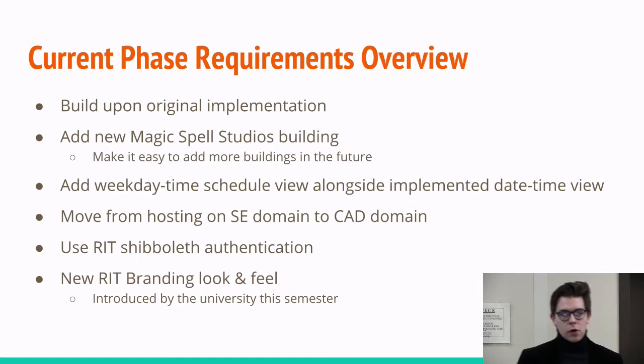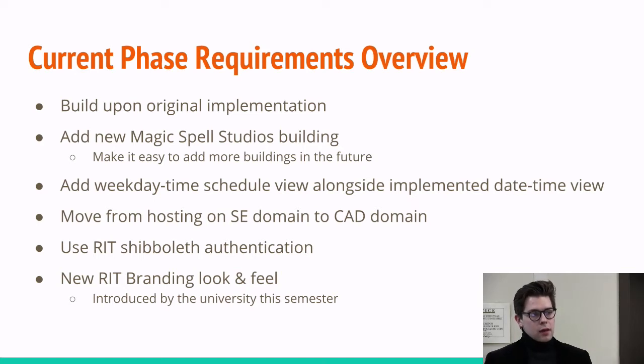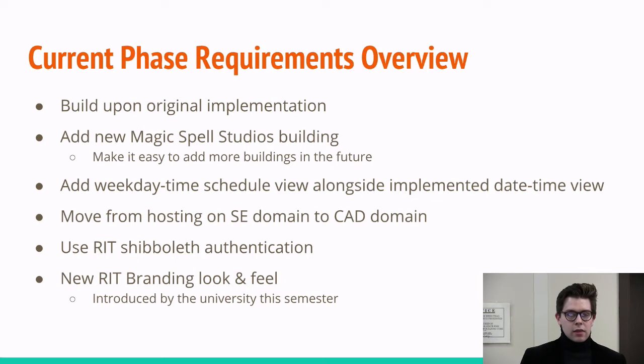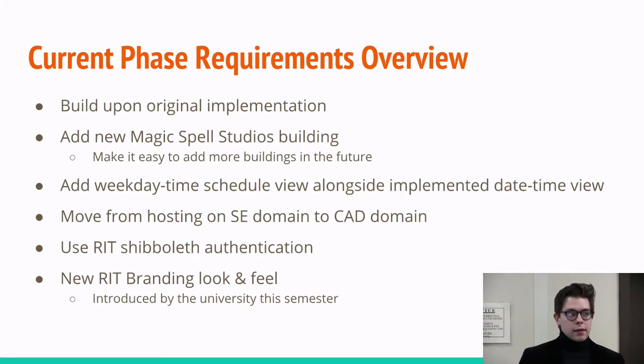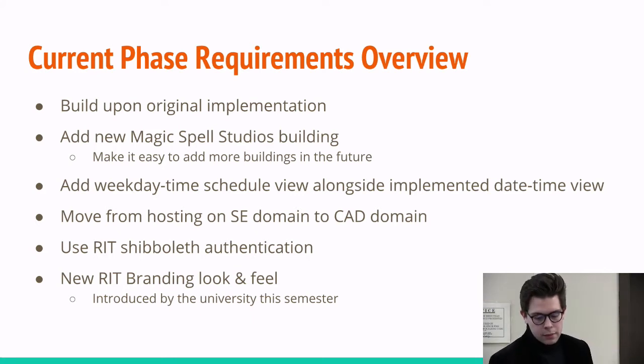We wanted to move from hosting on the SE domain to giving that ownership to the CAD so that they can fix it if something goes wrong. They don't have to go through us. They can change the deployment if they want. We want RIT authentication so that when a professor logs in, they just give us the username and we see where they are in our system, what permissions they have, and base their permissions off of that. And at the beginning of the semester, RIT introduced new branding guidelines, and we need to update the app to adhere to that since this is an app within RIT.